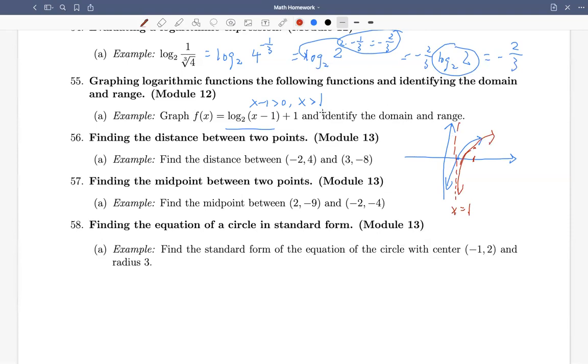So the domain is x greater than 1. What about range? Range is all real numbers, because it keeps going down, it keeps going up, so it covers all real numbers on the y-axis.